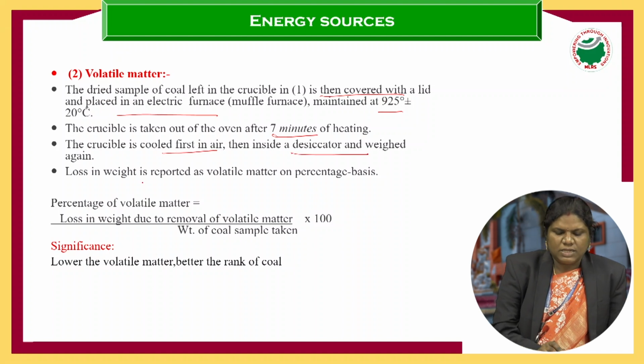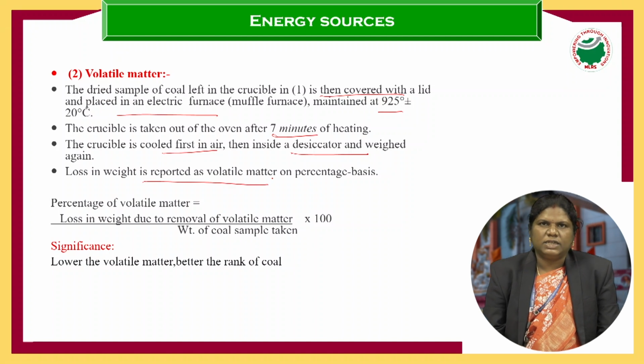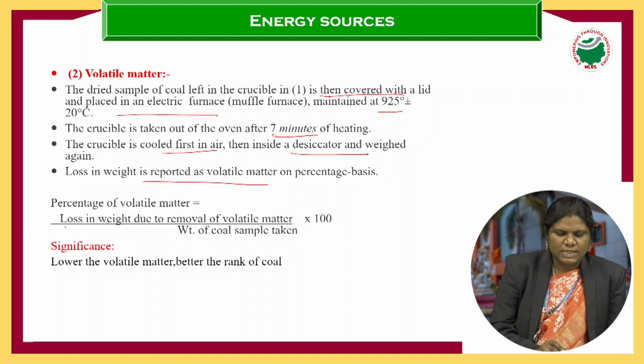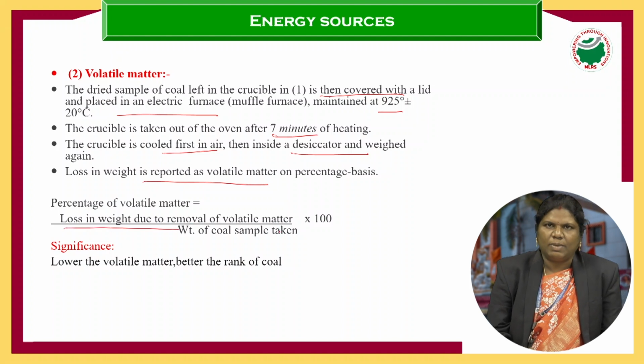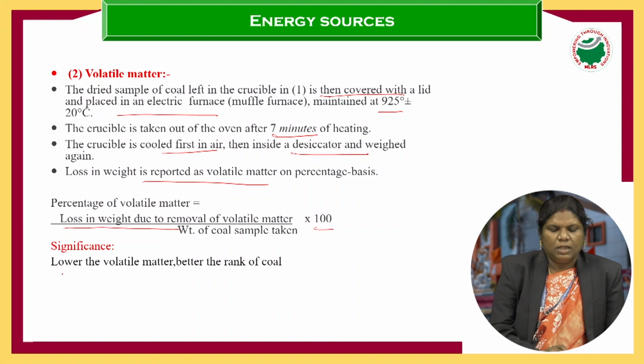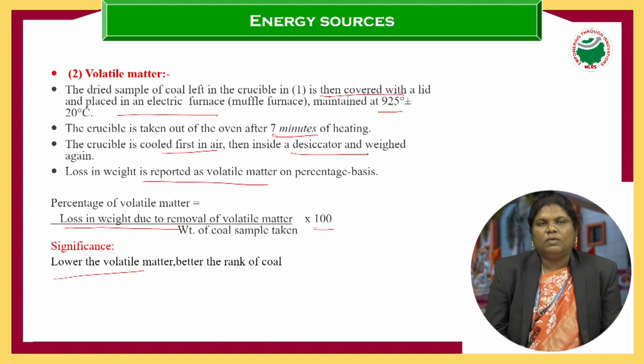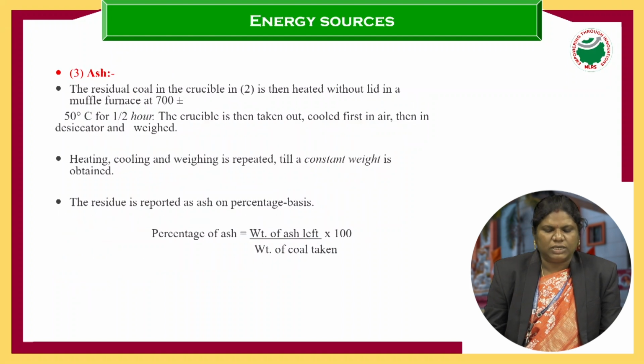Next, loss in weight is reported as volatile matter on percentage basis. We will calculate on percentage basis. The formula is loss in weight due to removal of volatile matter by weight of coal sample taken into 100. The significance is: the lower the volatile matter, the better the rank of the coal, meaning the coal sample should contain less volatile matter.